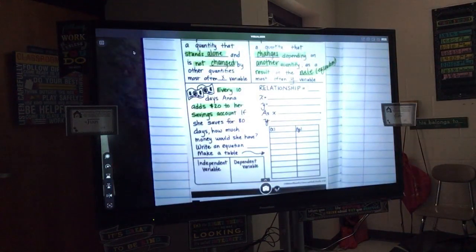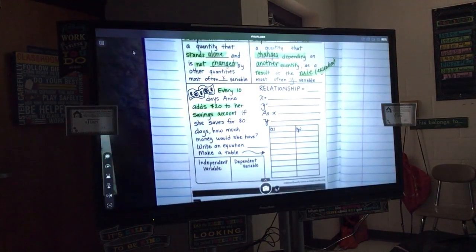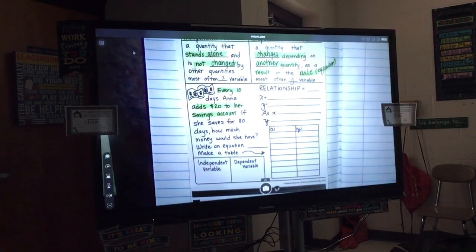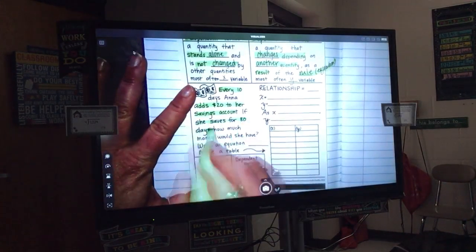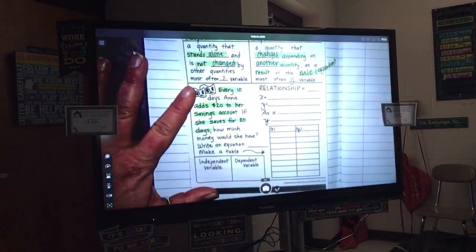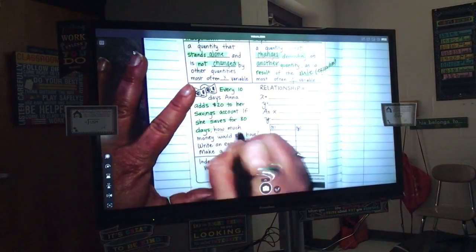Next sentence says, if she saves for 80 days, how much money would she have? All right, what's important in that question, or that sentence slash question? Cooper? Saves for 80 days. So saves for 80 days. Anything else? How much money she would have. Right, and this is what we're trying to find out. How much money would she have?